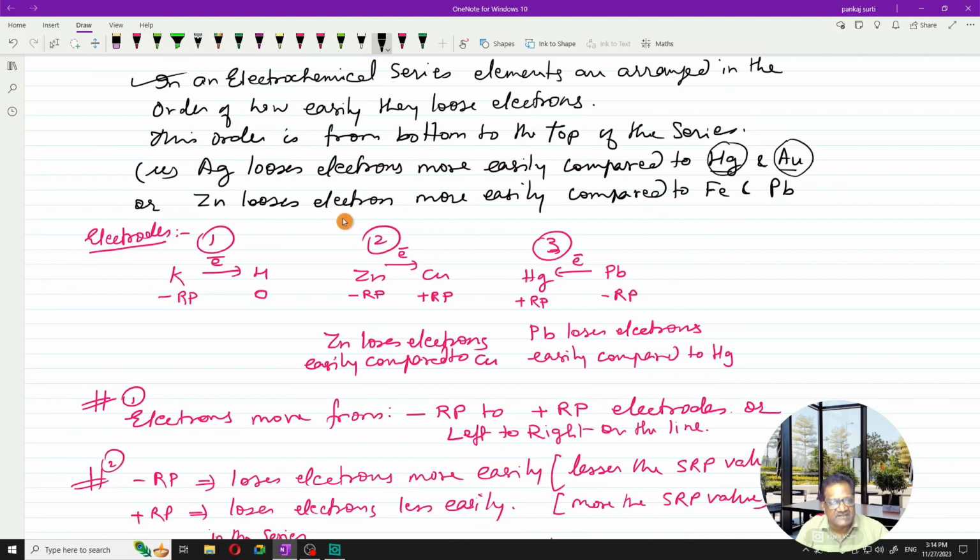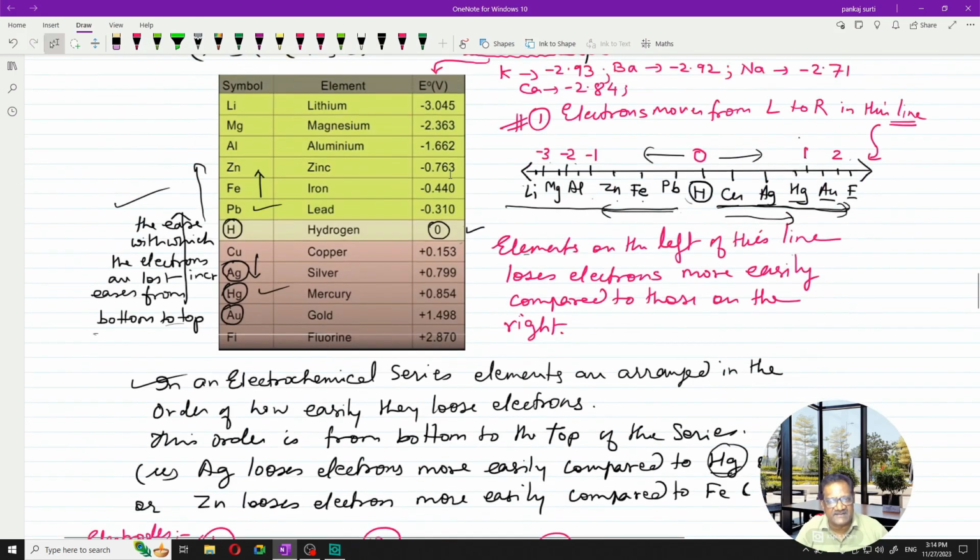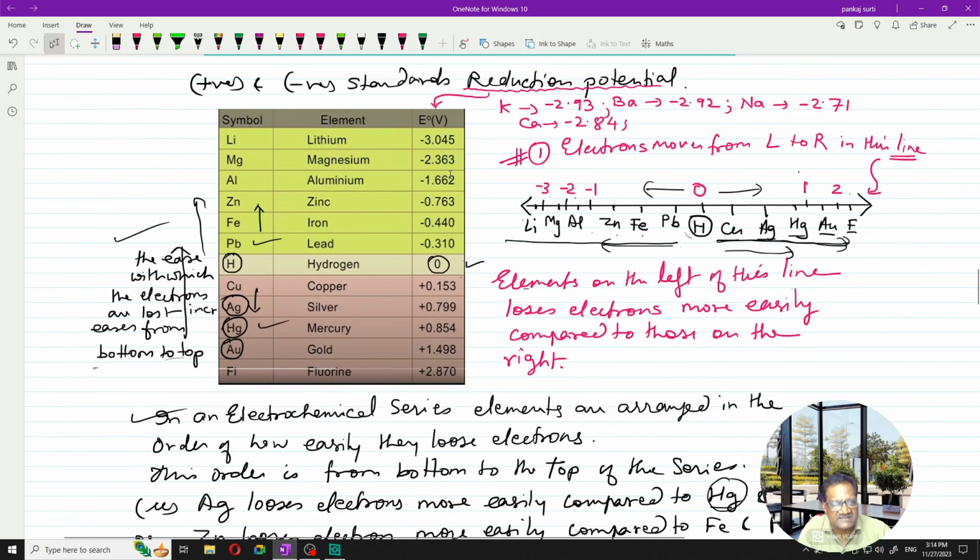Same way, zinc is going to lose electrons more easily compared to iron and lead. If you see this zinc, iron and lead, let me show you that. Can you see this is zinc? This is iron and this is lead. Can you see these three? In these three, zinc is on the top. So zinc is going to lose electrons very easily compared to iron and lead, because zinc is occupying the place higher in the series.